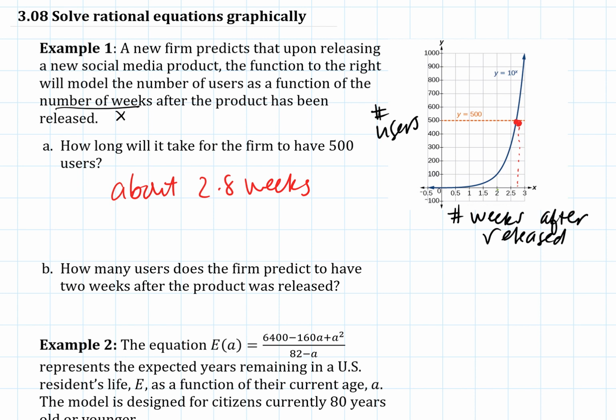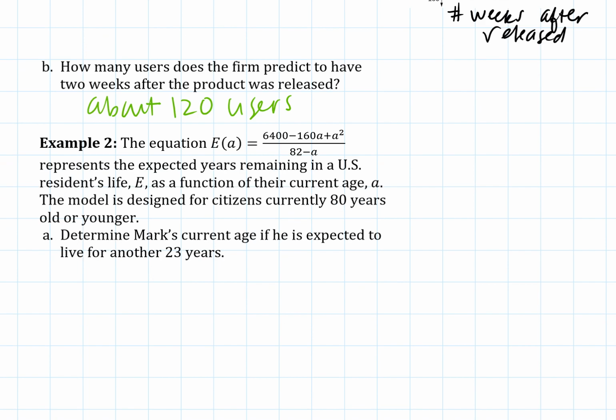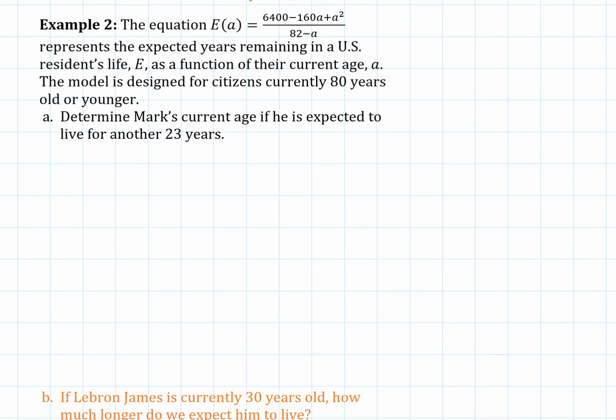How many users does it predict to have 2 weeks after the product was released? Well, here is 2 weeks, so we'll trace over to the number of users. We need to trace to the y value. It'll have about, maybe, 120 users. Handy.